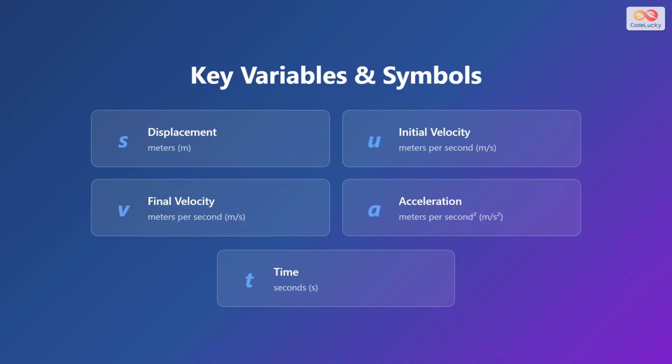Acceleration, denoted by the letter a, is measured in meters per second squared and represents how quickly the velocity is changing. Finally, time, represented by t and measured in seconds, tells us how long the motion takes. Understanding these variables is crucial because every equation of motion combines these quantities in different ways.